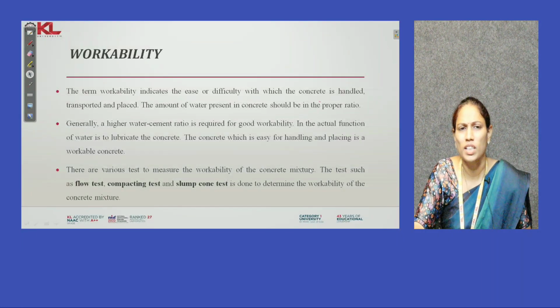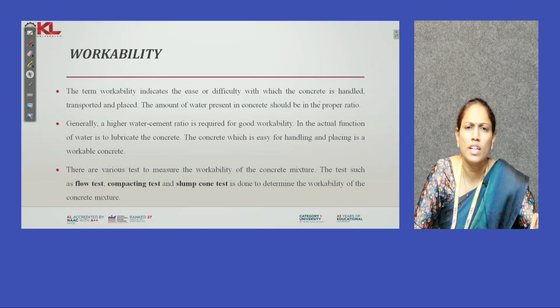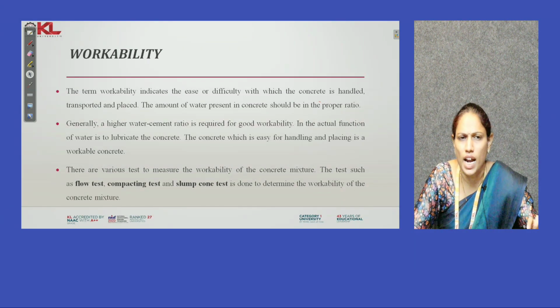So what is workability? The term workability indicates the ease or difficulty with which the concrete is handled, transported and placed. So that is nothing but working with the concrete, and how easy our work is is nothing but workability. The amount of water present in concrete should be in a proper ratio, otherwise the binding will not happen properly. So generally a higher water cement ratio is required for good workability.